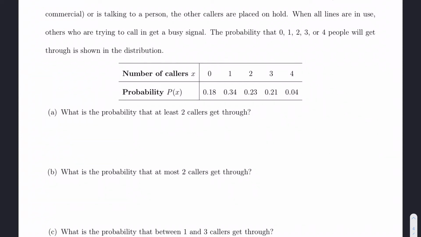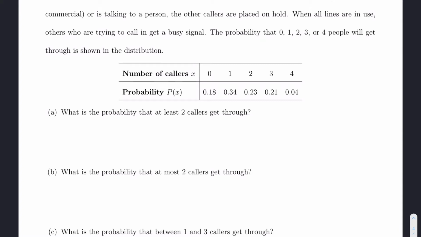For this example, we're given the probability distribution, and it's telling us that the probability of 0 callers getting through to a radio station is 0.18 or 18%. The probability of 1 person getting through is 34%, and so on. And so the first part, A, is asking us what is the probability that at least 2 callers get through.